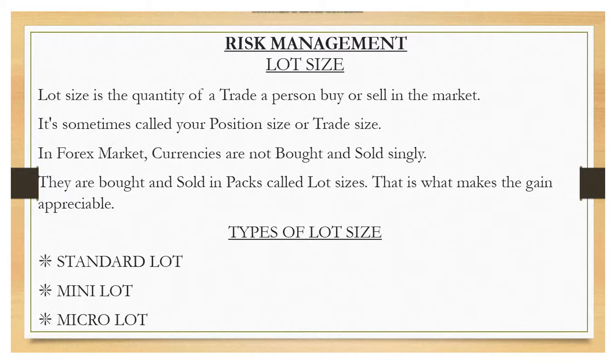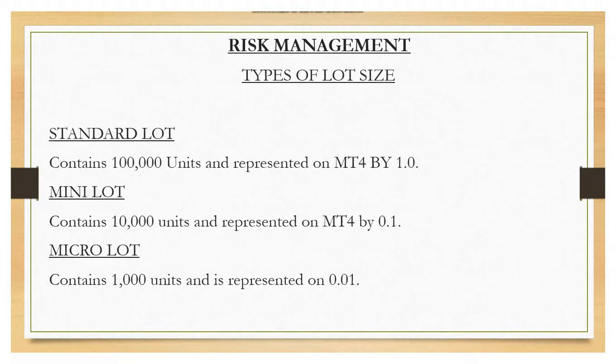Lot size is the quantity of a trade a person buys or sells in the market. It is sometimes called your position size or trade size. In the forex market, currencies are not bought and sold singly. They are bought and sold in packs called lot size. That is what makes the gain appreciable. Now let us look at types of lot size. We have standard lot, mini lot, and micro lot.